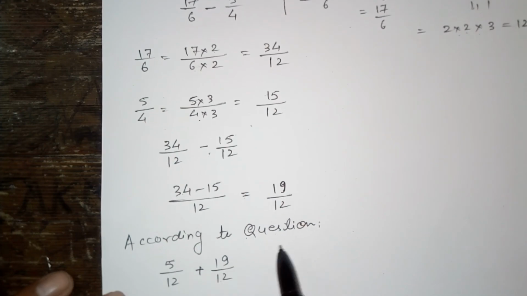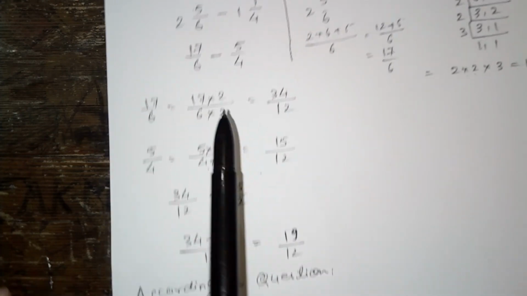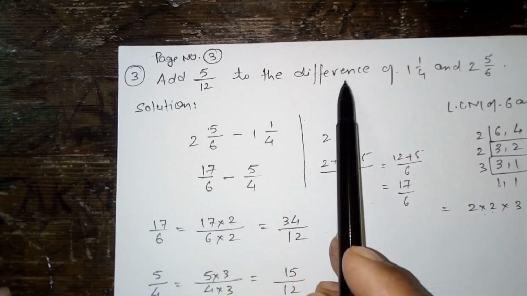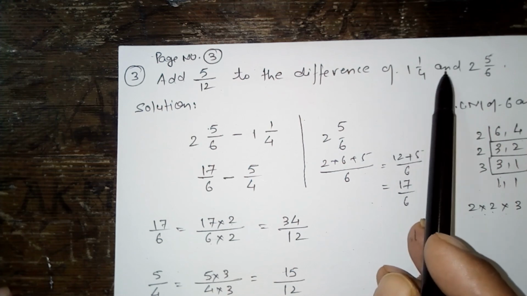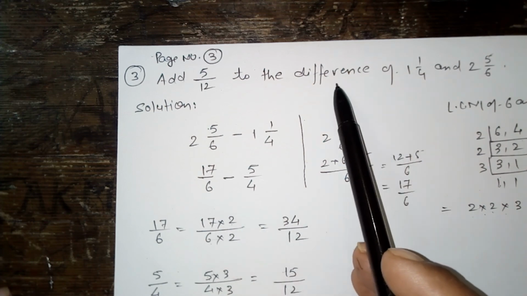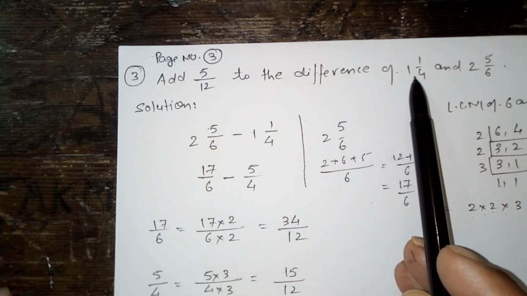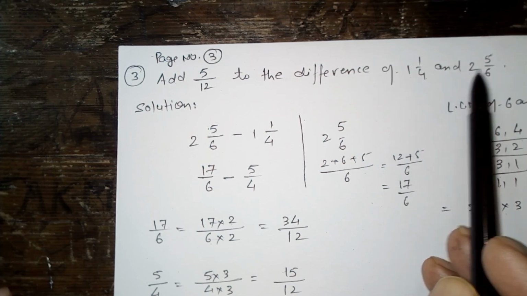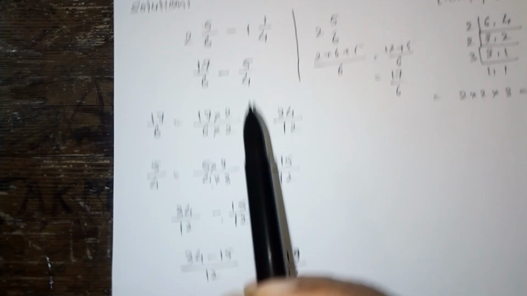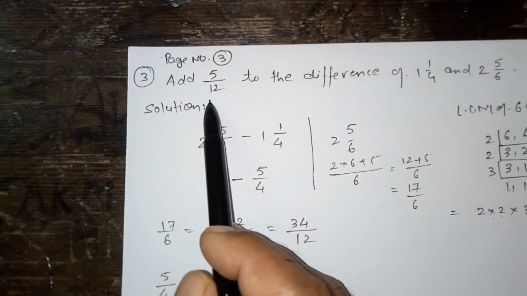Now according to the question, add 5 upon 12 to the difference of 1 and 1 upon 4 and 2 and 5 upon 6. So according to the question, first we take out the difference of 1 and 1 upon 4 and 2 and 5 upon 6. What is the difference? It is 19 upon 12. Now according to the question, in 19 upon 12 we will add 5 upon 12.